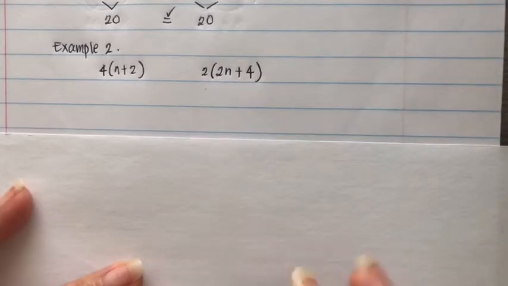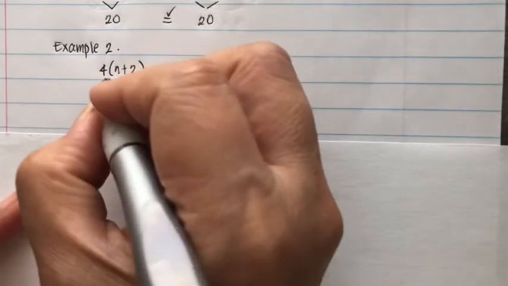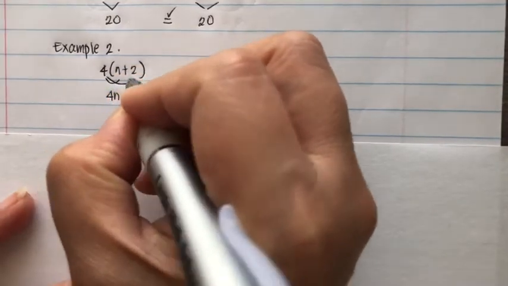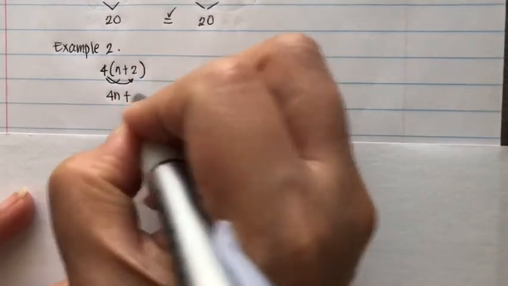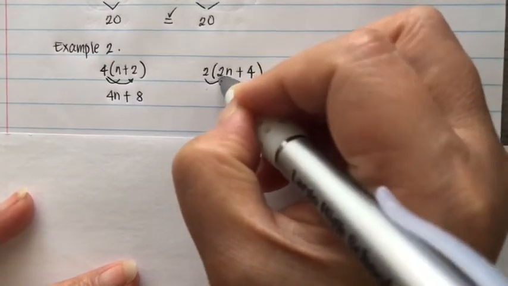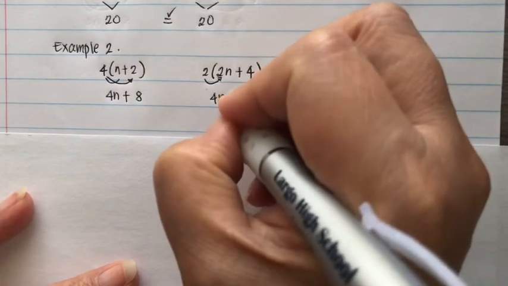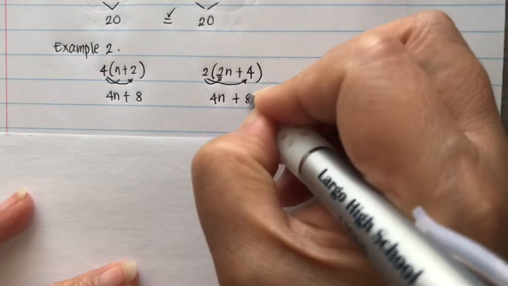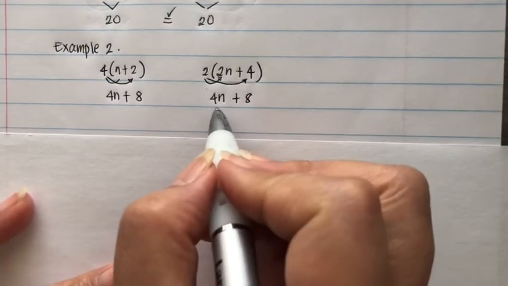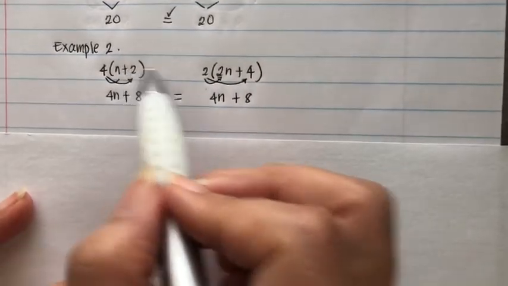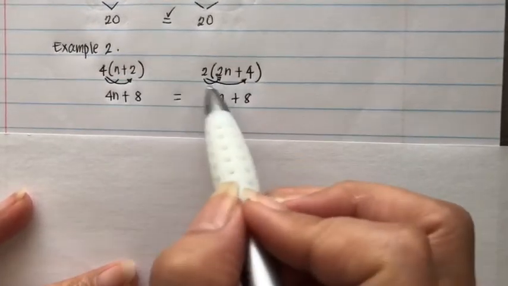If I multiply 4 times n, that is 4n, which we have already here, and 4 times 2 will give us 8. Let us look at this one. 2 times 2n will give me 4n. 2 times 4 will give me 8. If you look at that, we come up with the same expression. So it means that these two are equivalent expressions.